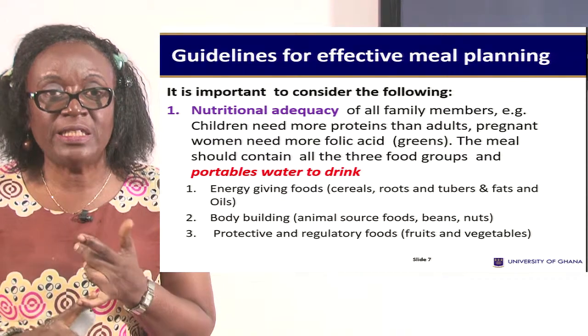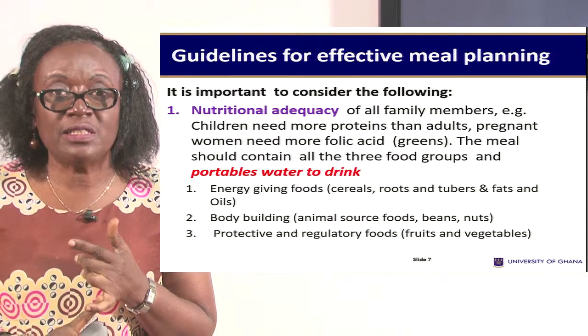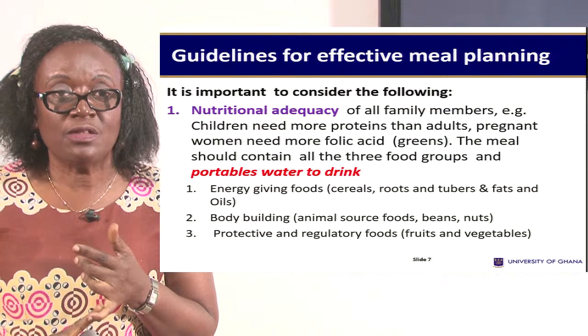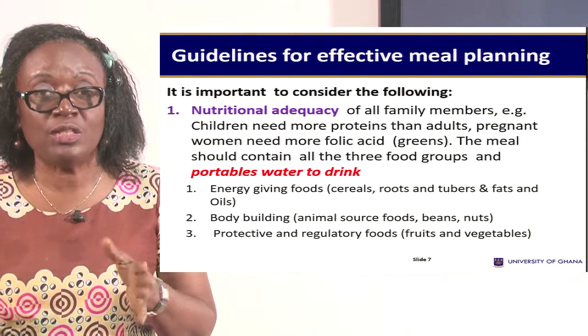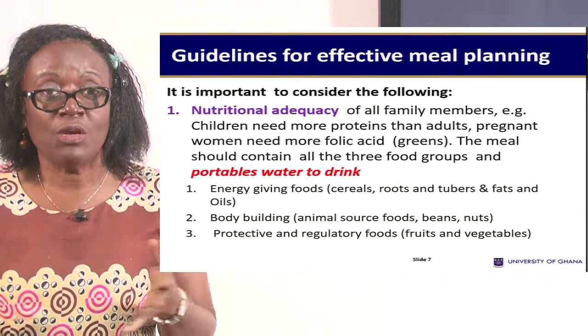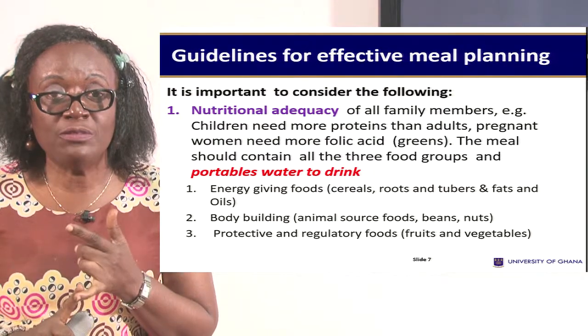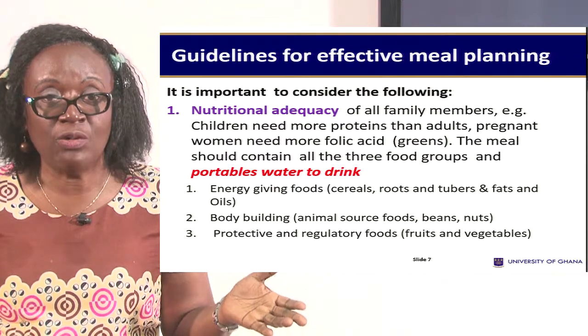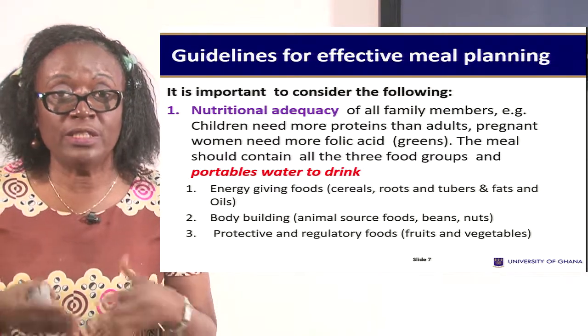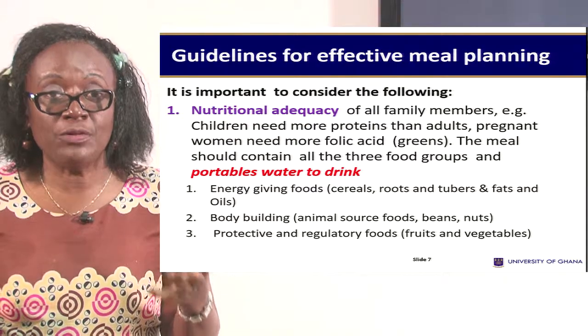We need to consider the energy-giving foods, that is our cereals, roots and tubers, fats and oils, and know where to balance so that we don't overshoot energy intake. Body-building foods, we have animal source foods, and then we also have the plant foods, which we discussed earlier on, where I talked of complete and incomplete protein. So go back and refer.